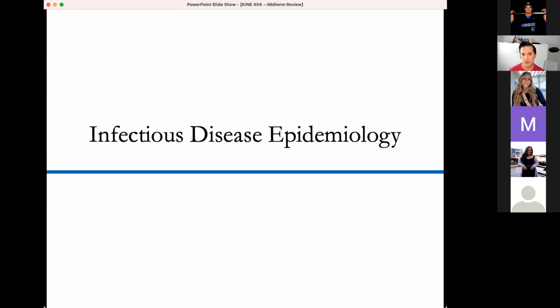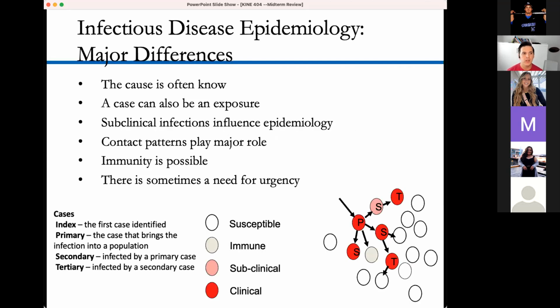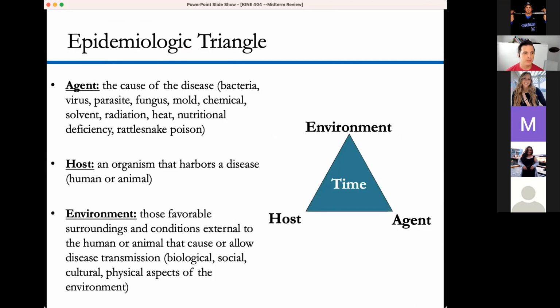And then lastly, the last thing that we've covered up to the midterm is infectious disease epidemiology. Your homework number 2 covers a lot of the main concepts in infectious disease epidemiology. So if you're completing homework number 2, make sure you know why it is unique. What is different about infectious disease epidemiology than social epidemiology or other forms of epidemiology, in that the cause is often known, that a new case becomes an exposure for other people, and there's often a need for urgency and so on. Make sure you're able to describe those things.